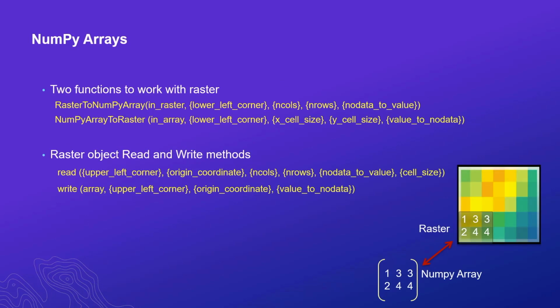In ArcGIS, we have given you ways to actually read an array from a raster or create a raster from arrays. The two functions that are very obvious are Raster to NumPy Array and NumPy Array to Raster. The name says it all. However, we also extended our raster object to give you the NumPy array or create a raster from it. The read and write methods will let you do that.